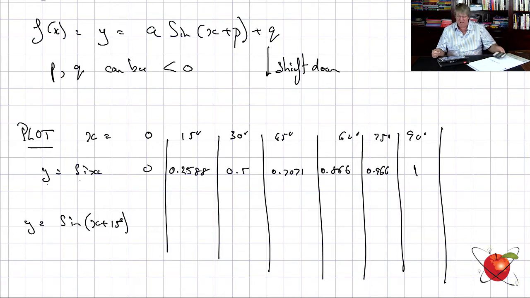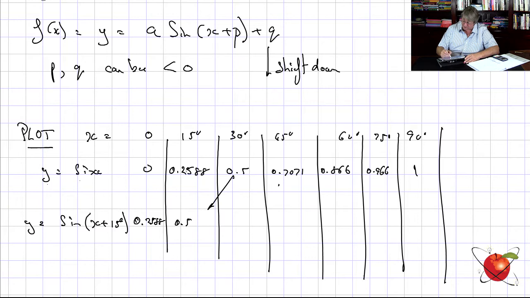Now we plot x plus 15. If x is 0, it's the sine of 15, so I'm going to read 0.2588 over here. The next is the sine of 30, so that's going to be 0.5. Can you see what has happened here? Then 0.866, then 0.966, and that's going to be a 1.